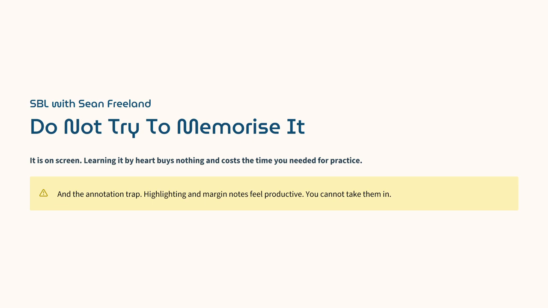You don't need to learn the document word for word. It's on screen. What you do want is the familiarity. So you want to know what the business does. You want to understand its measures. You want to know where the important information lives, and be careful with annotations as well. Highlighting can be useful if it helps you understand something, but the highlighted copy isn't actually coming into the exam. So don't mistake seeing lots of colour on your document for being ready.